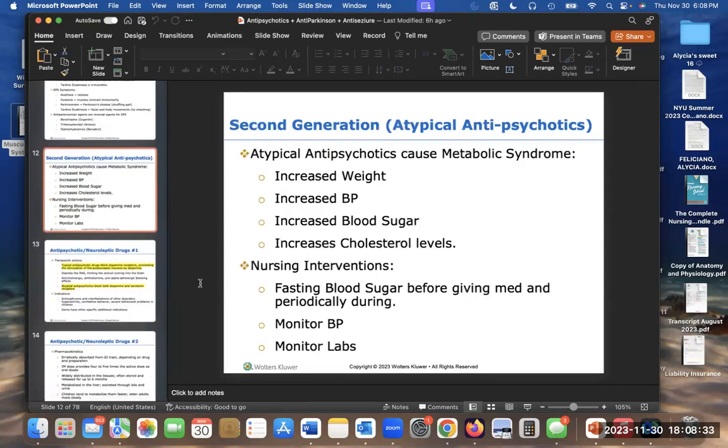Okay. Now we have atypical antipsychotics like risperidone. Okay. These can cause metabolic syndrome, which causes increased weight, increased blood pressure, increased blood sugar, and increased cholesterol levels. What does that mean? I've got to monitor my labs. I've got to monitor my metabolic panel. I've got to monitor blood sugar, and I've got to watch the vitals and daily weights. Okay?